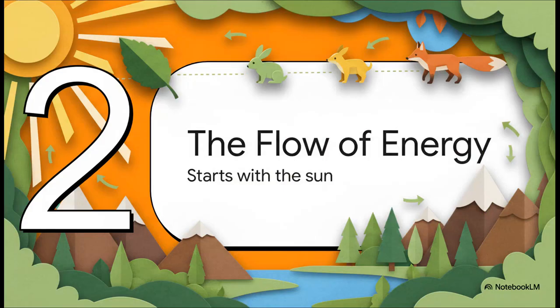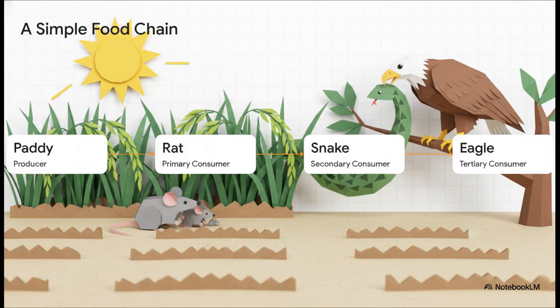Okay, so we know what an ecosystem is, but how does it actually work? What powers the whole thing? Well, it all comes down to energy. And for pretty much every ecosystem here on Earth, the one ultimate source of all that energy is the sun. So let's trace that energy.